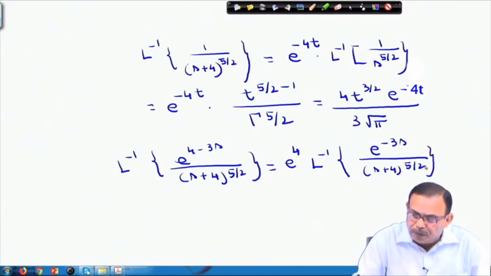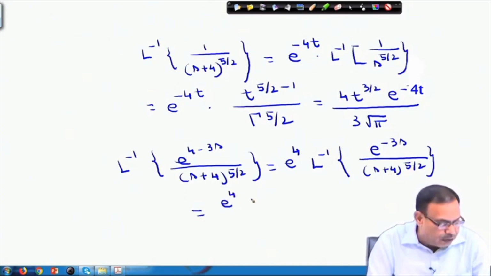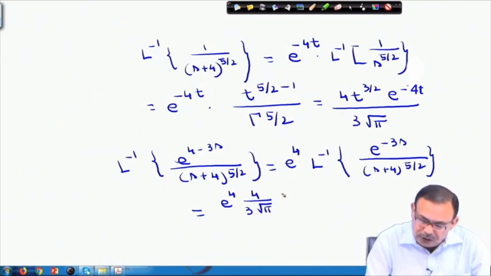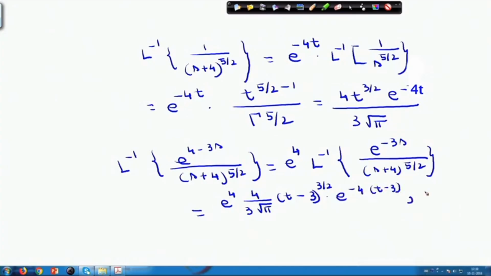And what is this? Laplace inverse of e power minus 3 s divided by s plus 4 whole to the power 5 by 2. This I can write as a function like this: e power 4 into 4 by 3 root pi will come here, into t minus 3 to the power 3 by 2 into e power minus 4 into t minus 3, whenever t is greater than 3, and it is equal to 0 otherwise.